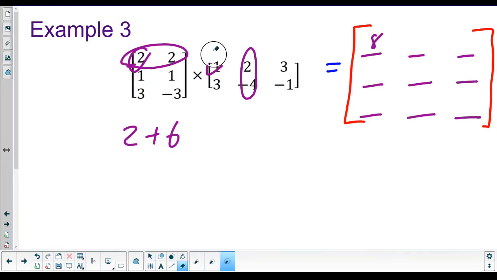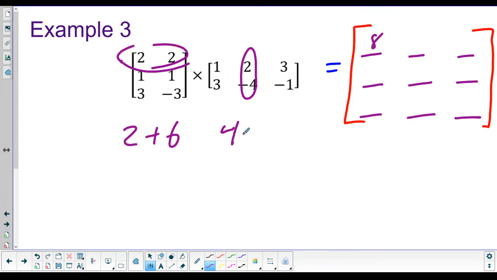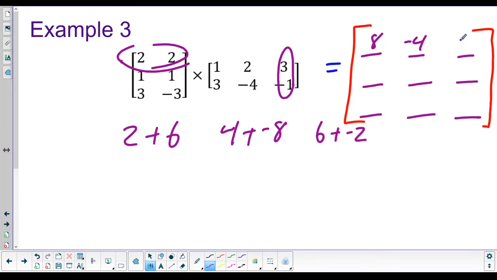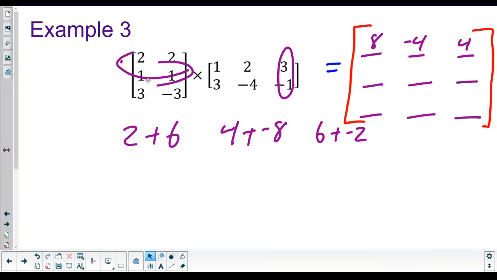So now this is going to be, oops, come on. Okay, so this is going to be 2 times 2 is 4, plus 2 times negative 4 is negative 8. That's negative 4. Now we go over another column. 2 times 3 is 6, plus 2 times negative 1 is negative 2, so that'll be 4. All right, now we go down a row and repeat that whole process.